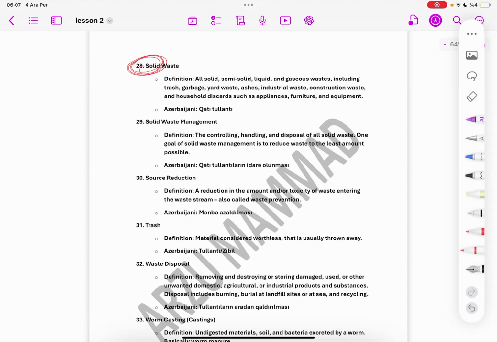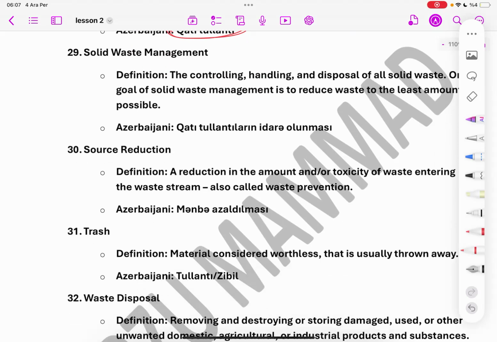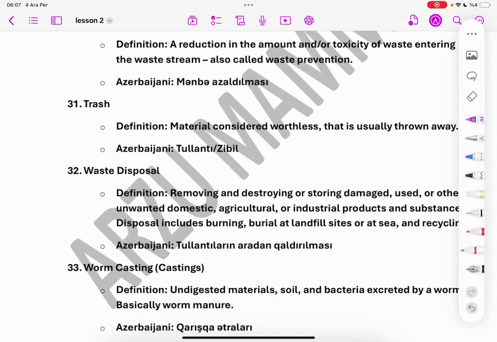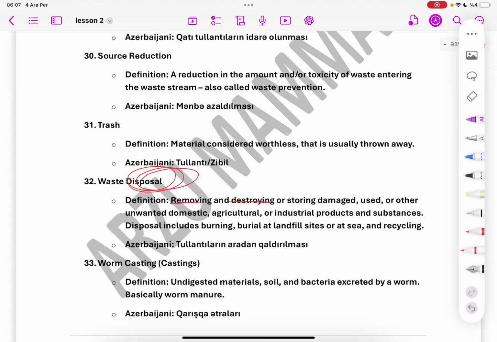Solid waste. We have the word solid. What does it mean? All solid or semi-solid. We have liquid, okay? And we also have solid. It can be trash, garbage, yard waste, industrial waste, and so on. You can see its translation as well. Management, reduction, trash, disposal. I have already explained this one. Disposal, like remove or destroy something. Waste disposal, like removing or destroying of waste.